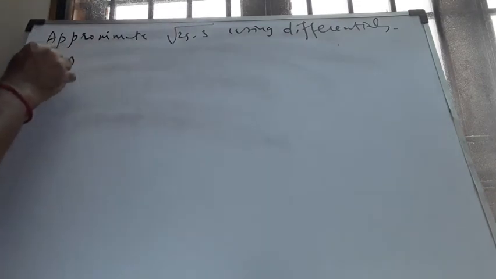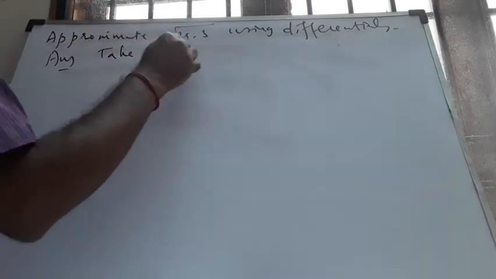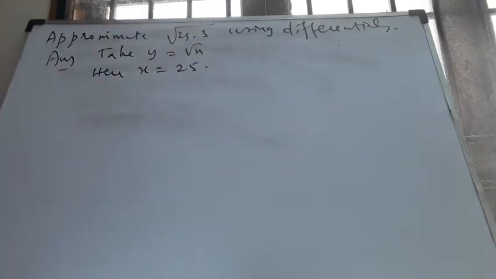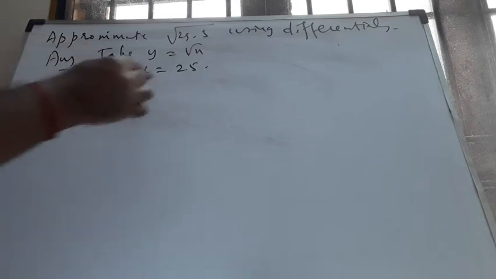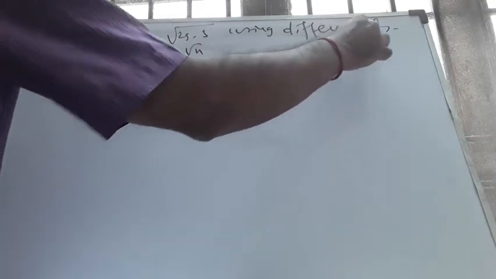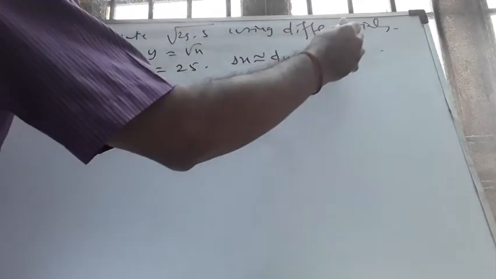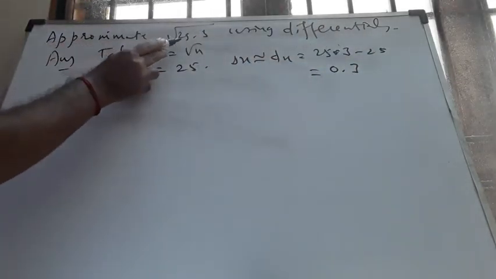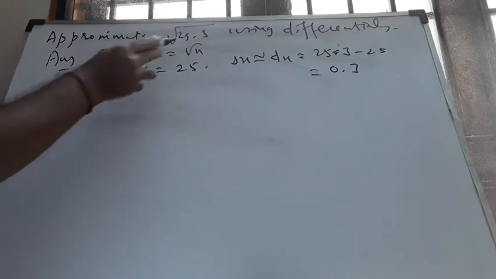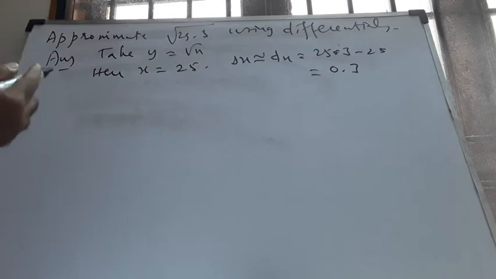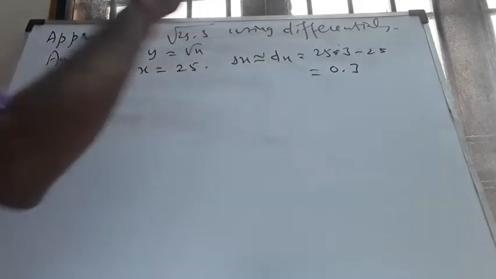Okay, the answer goes like this. Take y is equal to root x. Here x is the corresponding perfect square nearer to that. x is 25. Delta x is approximately equal to dx, which is 25.3 minus 25. This will be 0.3. If this value is greater than the perfect square, my delta x is positive. If this value is less than the perfect square, you can even find 24.95, such values also, knowing that delta x will be negative.